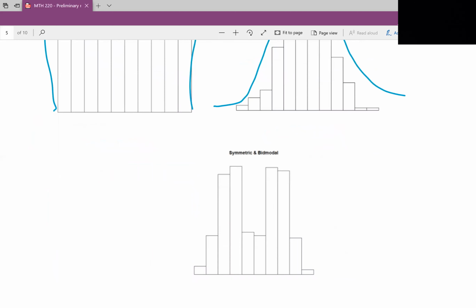Then we have symmetric and bimodal. Bimodal means it's got two modes. There's two places where we have the most data. Here is where we have the most data, and here. So if I draw my pen over it, it's going to look something like that-ish, okay? It's symmetric because if I fold it in half, it's almost exactly the same on both sides, and it's bimodal because there's two peaks going on, two places where we have the most data.